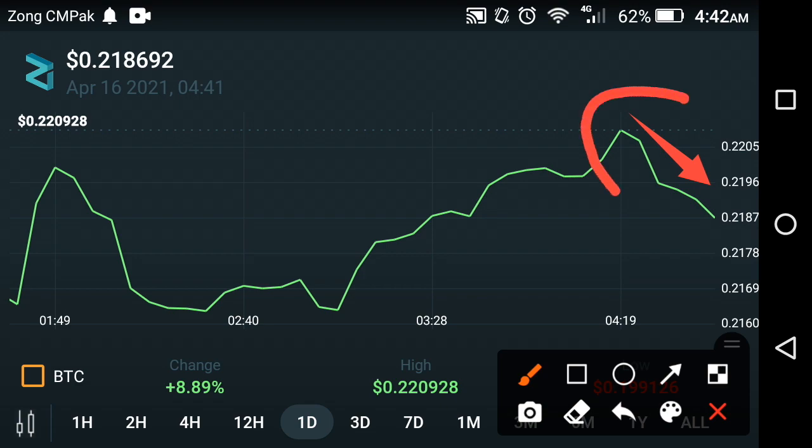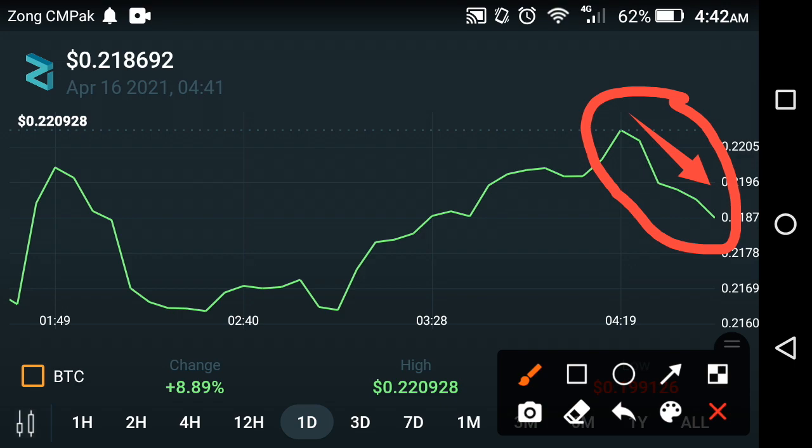As you can see here, after this period the falling of the Zilliqa coin starts now, and I think it falls down for some time, two to four minutes, and after 2-4 minutes it again takes a jump, and after a small jump it again falls down.